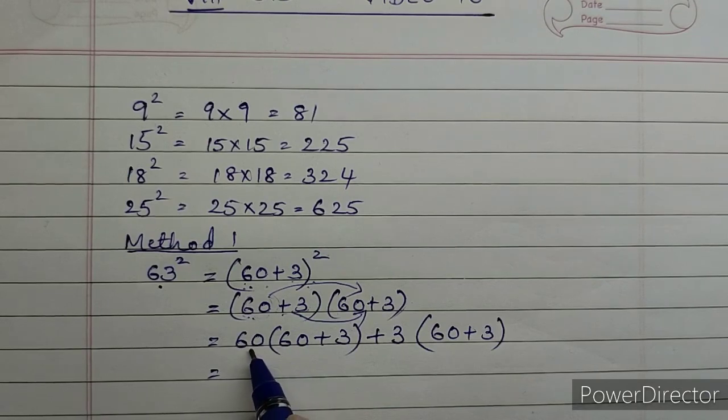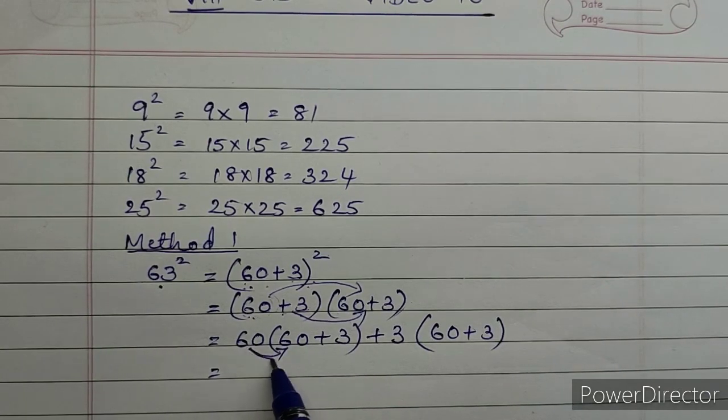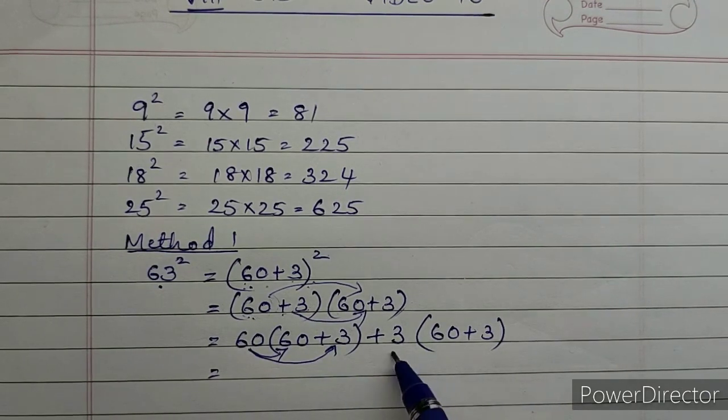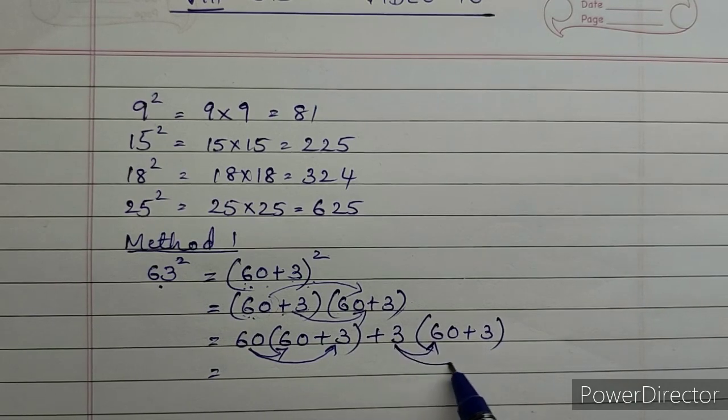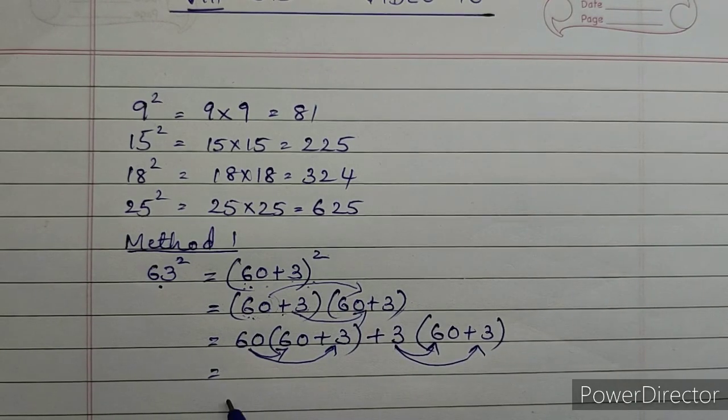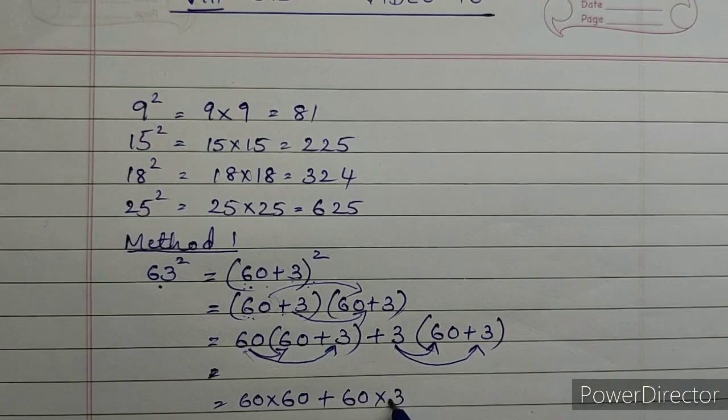Each one you have to multiply: 60 into 60 and 60 into 3. Here also 3 into 60 and 3 into 3. So it will come 60 into 60 plus 60 into 3 plus 3 into 60 plus the last term 3 into 3.